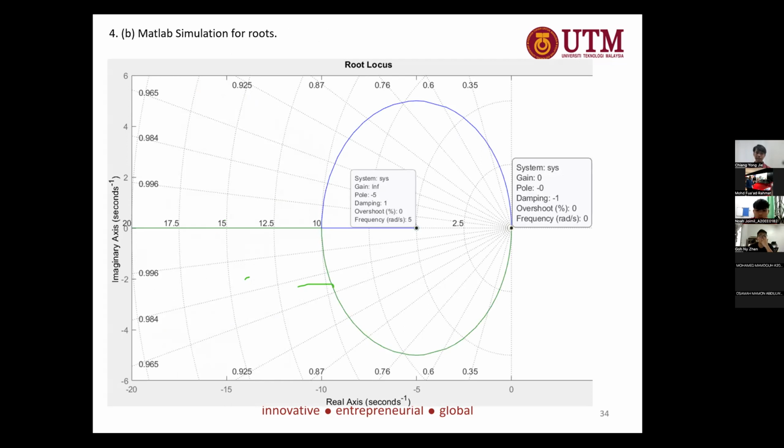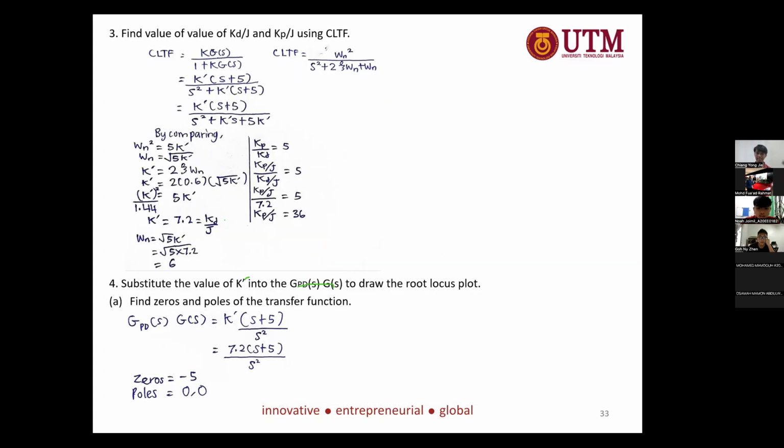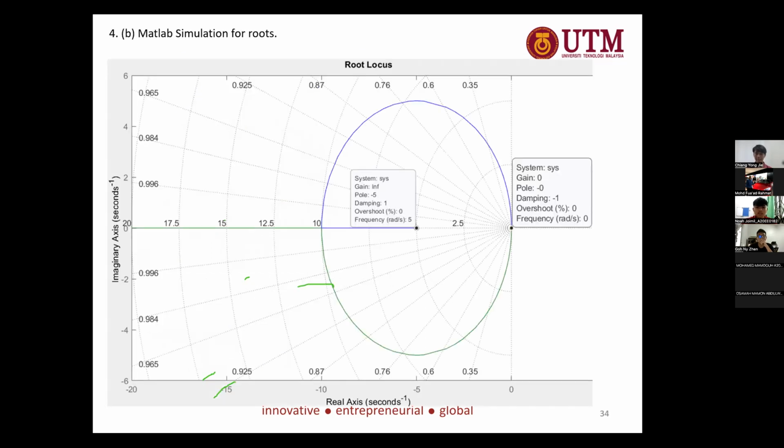Okay, so we can see here my graph. Right. So from here, you can see my zero is at -5 and my poles are at 0 and 0. Next. Okay, this one is my root locus. Okay, next.